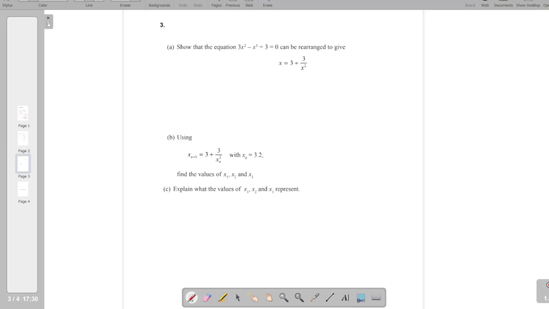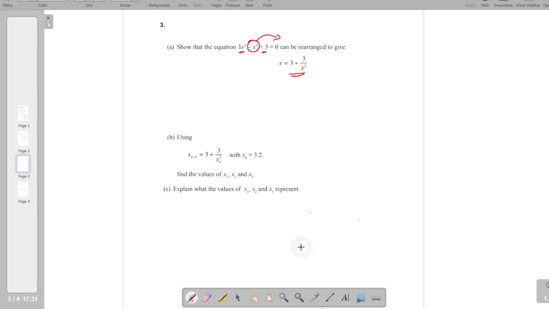Next question. Question 3. Show that the equation 3x squared minus x cubed plus 3 is equal to 0 can be rearranged to give this. So what do we do? We bring the x cubed to the other side, bring everything else, because we have got 3x squared plus 3. So we'll take this one to one side and keep everything to the other side.